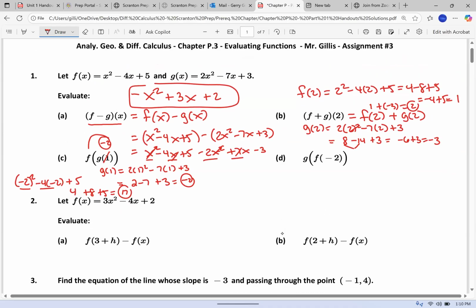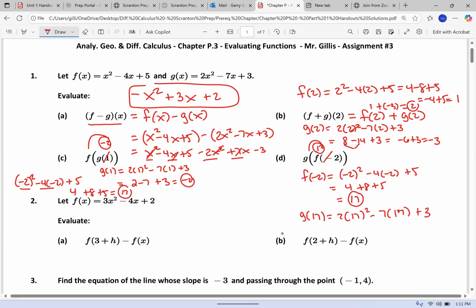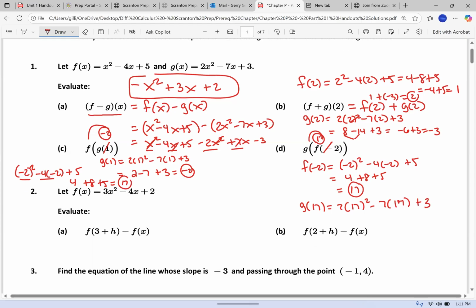Here I'm going to do f at negative 2. F at negative 2 is negative 2 squared minus 4 times negative 2 plus 5. 4 plus 8 plus 5 is going to give me 17. So a little bigger of an output because this output is this function's input. And it's going to be 2 times 17 squared minus 7 times 17 plus 3. And that one there, you can use a calculator to calculate with.